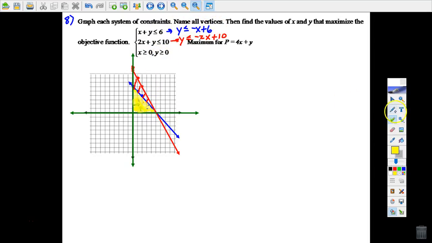Let's name all the vertices. Well, vertices are points of intersection. Two or more lines that cross each other on the edge, the outside edge of the feasible region. And I'm noticing that one of my lines might be off just a little bit because I'm supposed to have 4 vertices. So let me check and see.